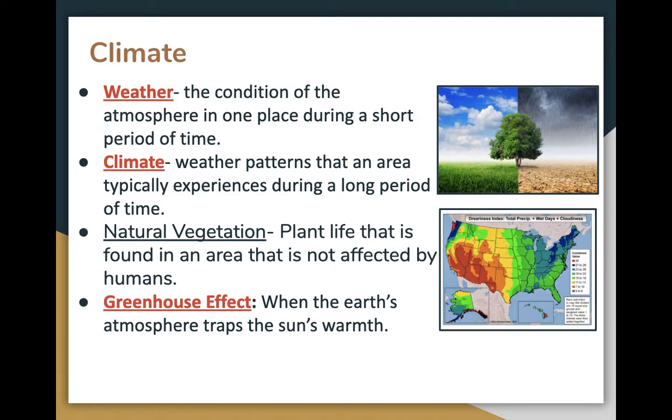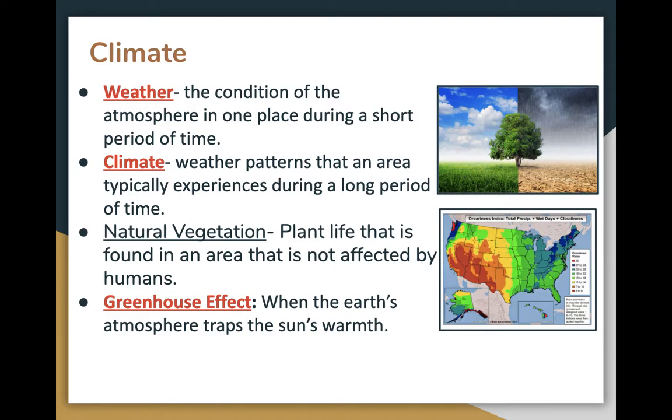The natural vegetation, this is the plant life that just naturally grows in an area. Okay, so in this area, we have trees, for example, that naturally grow here, like oaks and maples. But something that would not be natural would be like a palm tree. So if you see somebody's house with a palm tree in it, that was not natural. That was put there by man. So natural vegetation is just whatever grows naturally in an area.